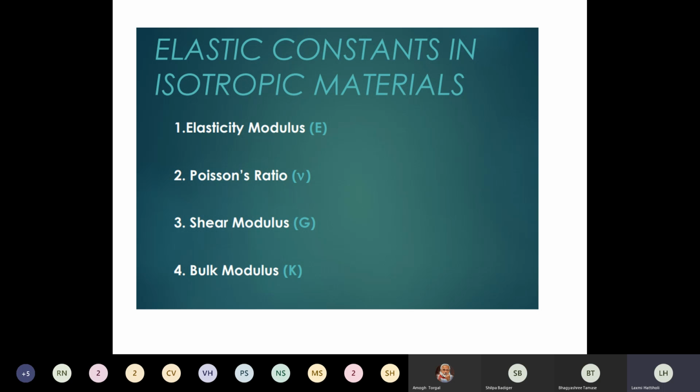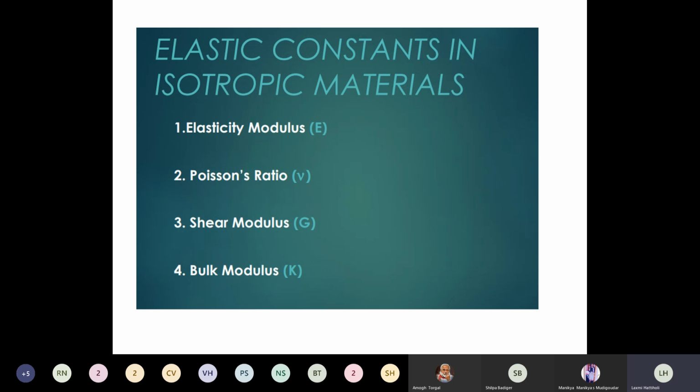Can anyone tell me the definition of modulus of elasticity? Stress upon strain within the elastic limit, ma'am. Very correct. Stress is proportional to strain within the elastic limit, that is, stress by strain within the elastic limit is Young's modulus. Next, Poisson's ratio. We have already discussed this. Ratio of lateral strain divided by longitudinal strain. Very correct, absolutely, Manikya. The ratio of lateral strain to linear strain is Poisson's ratio.